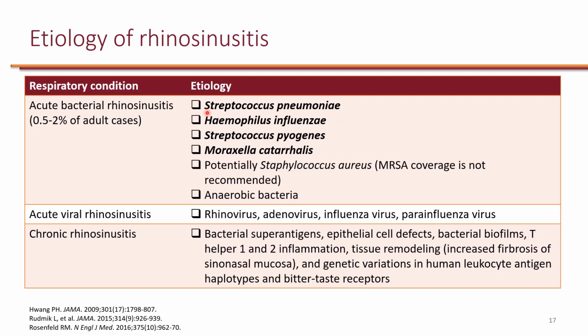So the top of the list is Streptococcus pneumoniae. There's also Haemophilus influenzae, Streptococcus pyogenes, and Moraxella catarrhalis. So if we are to treat acute bacterial rhinosinusitis, these are the 4 organisms that we want to target. So we want to make sure we have agents that work well against these. Now, potentially Staphylococcus aureus could cause rhinosinusitis. However, it's rare, and MRSA coverage is not recommended. So we do not want to cover empirically for MRSA.